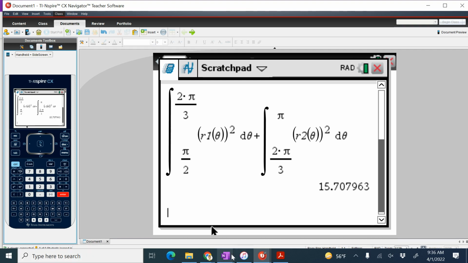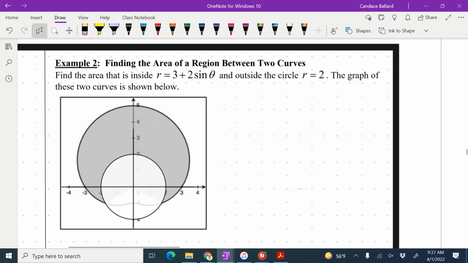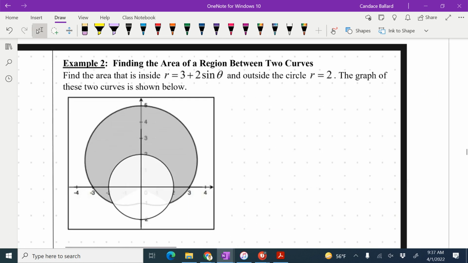All right, let's look at the second problem. Take a minute, read it to yourself, okay?